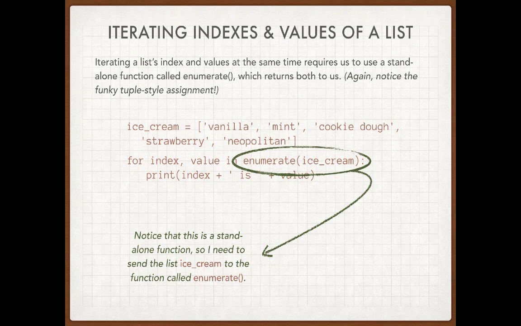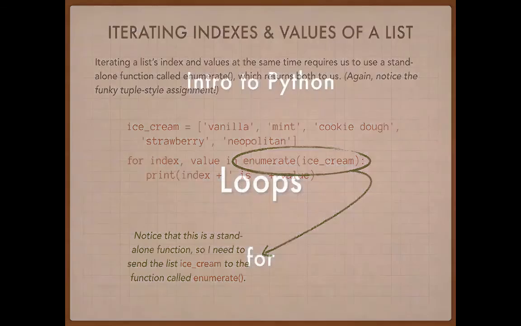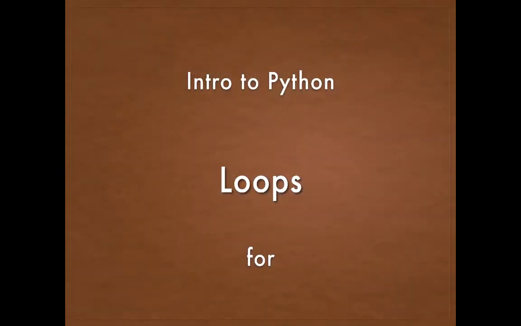But you can see the same thing here. I'm copying it into index and value. But again, just to repeat, we'll play with this in the terminal window in a minute. But notice that this enumerate is what we call a standalone function. So I am sending, it's sort of like a delivery service, I am sending to enumerate a list called ice cream, and what we get back are these tuples of indexes and values. All right, well, let's take a minute now. We'll just jump into the terminal window and we'll play with these a little bit.